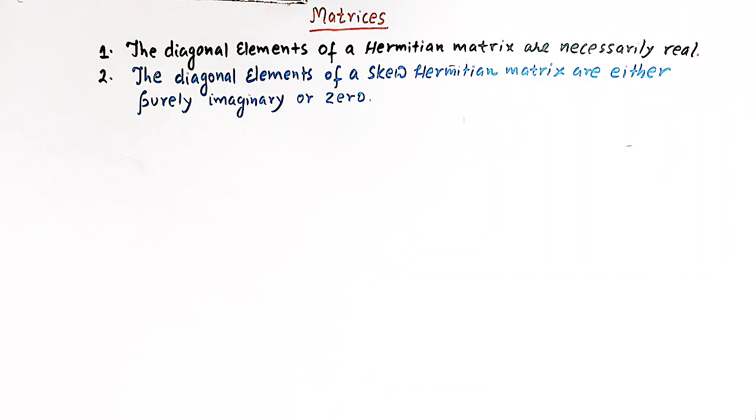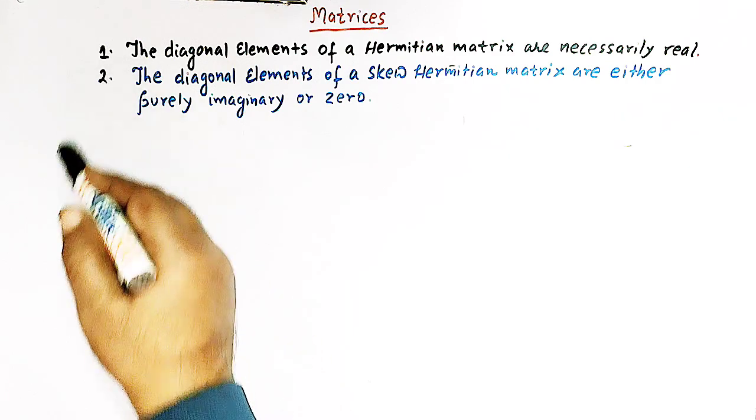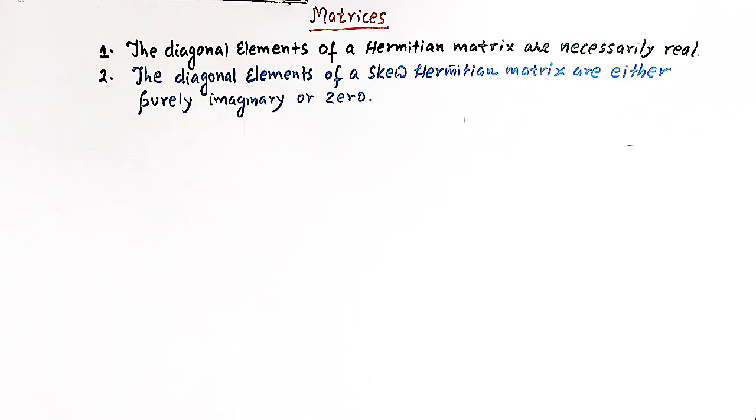Hello viewers. In today's session, we are going to discuss two important results related to matrices. Here we are going to discuss these two important results related to Hermitian matrix and skew Hermitian matrix. So before proving these two important results, let us quickly see the definition of Hermitian matrix and skew Hermitian matrix. So let us start.